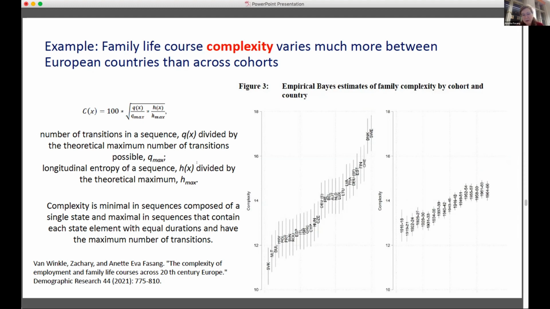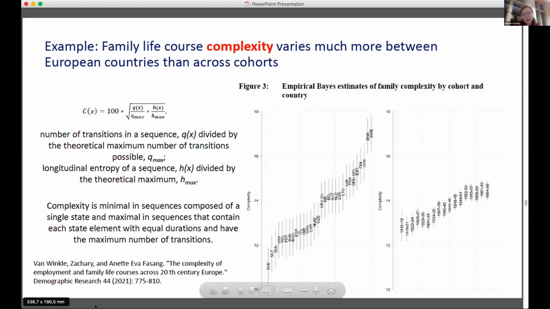So here what we did is we used SHARE data and the Gender and Generations Survey data for many European countries and many different cohorts. So I think we have 20-something European countries and cohorts born from 1916 until 1966, to look at whether family life course complexity has changed across cohorts and how it varies across countries. And here we had family life courses up to age 50, with my co-author Zachary Van Winkle. And so there's always this argument that family life has become so much more complex over time. But then empirically, this is not so clear.